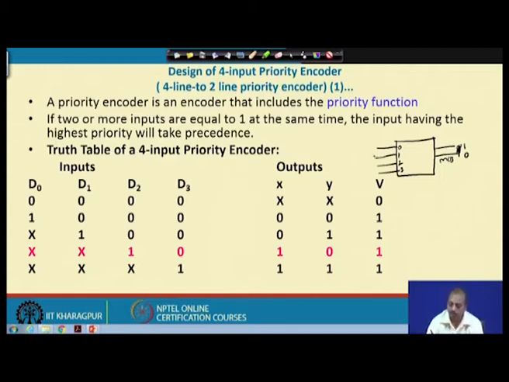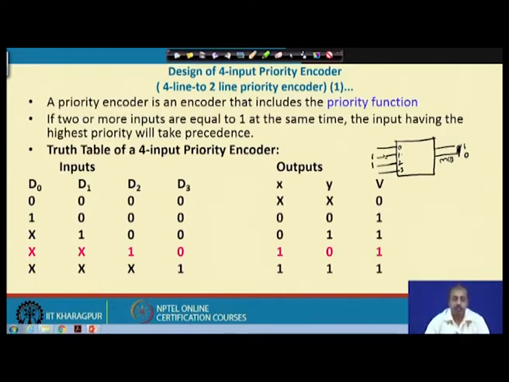Now, if 1 and 2 are simultaneously equal to 1, then also we may say that I will give priority to 1, and the input 2 also being equal to 1 will just be ignored as long as input 1 is equal to 1. That way, input 1 has higher priority than input 2.